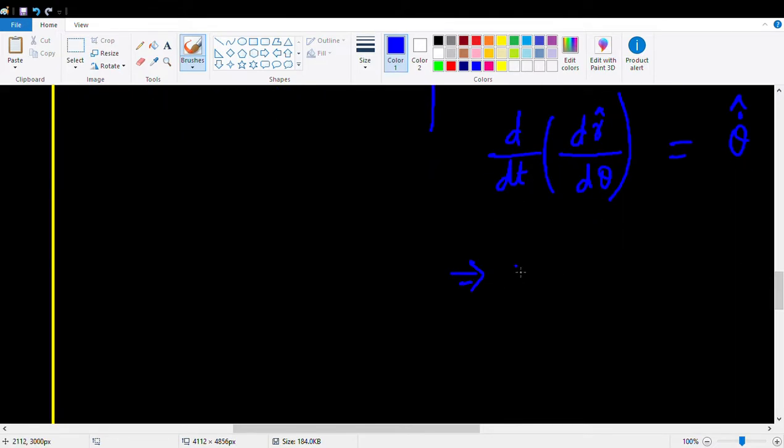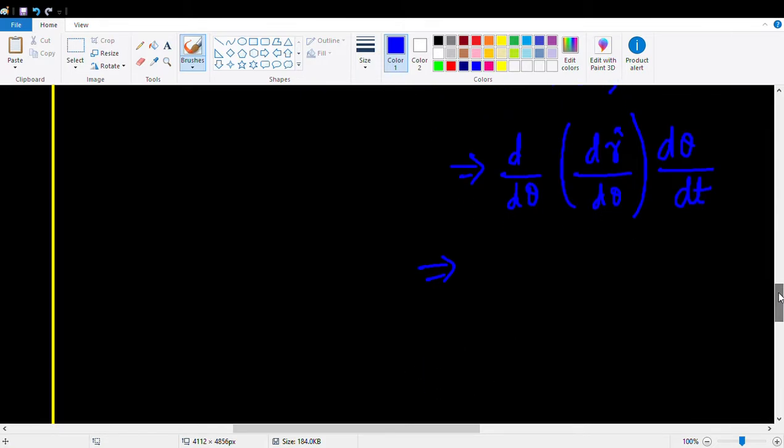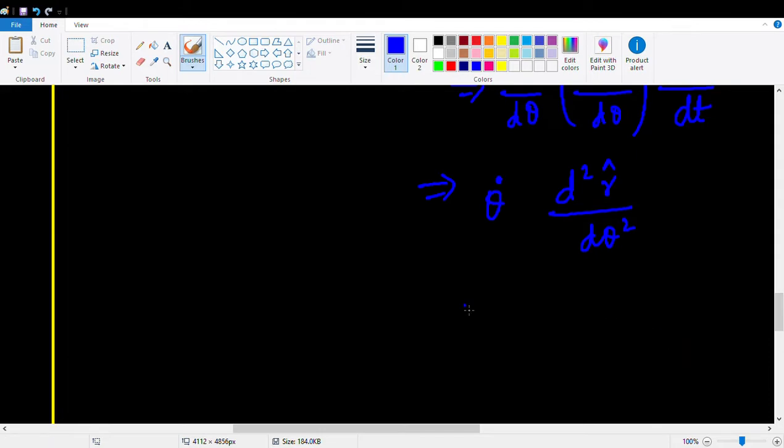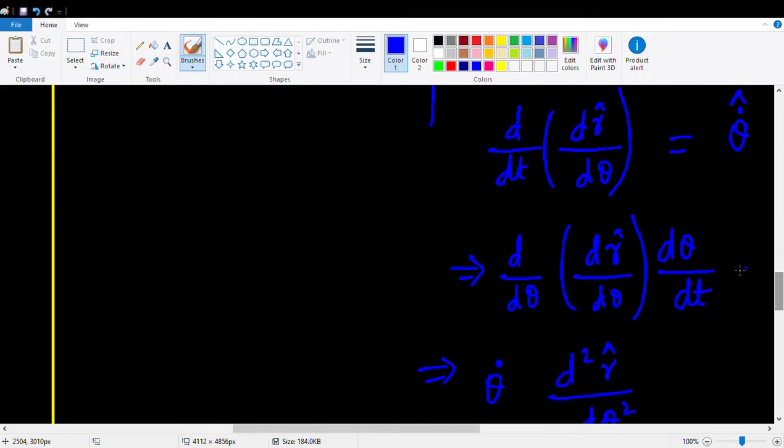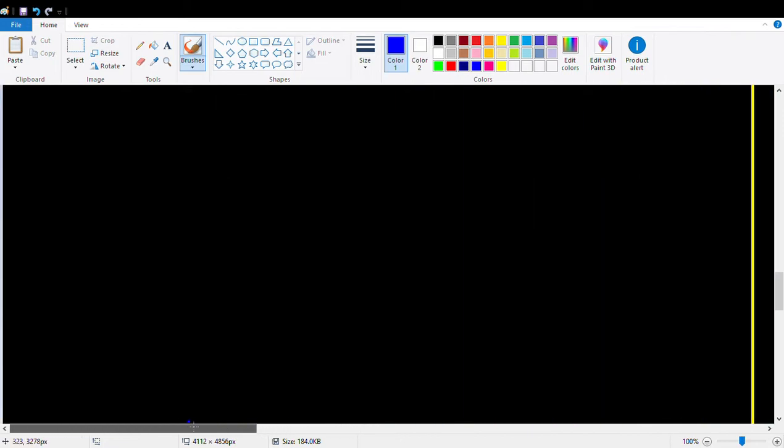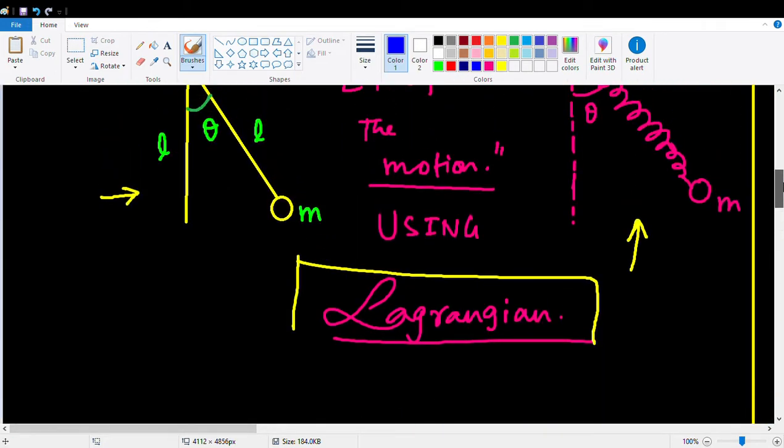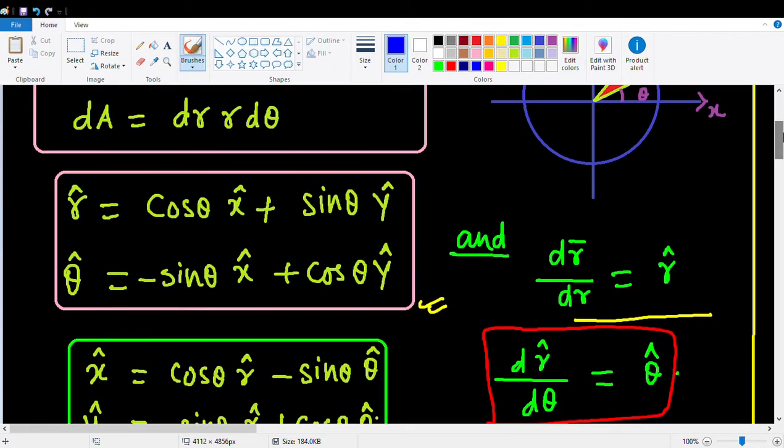From here I can write it as d over d theta, now d theta over dt. So d theta by dt gives me this one, and now this is going to give me this. Well, I know what my r hat is, so I can write it as here. I have to borrow from, well, what is my r hat?